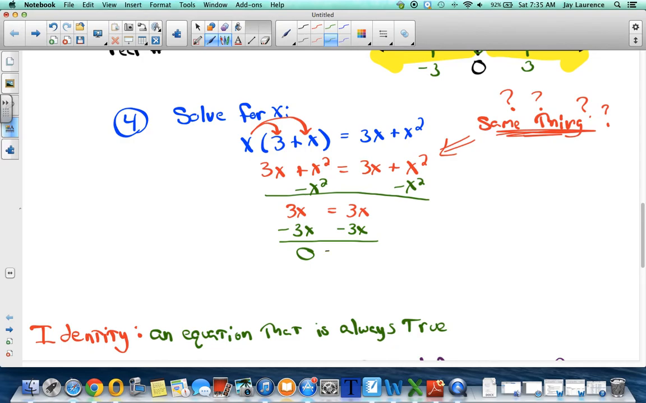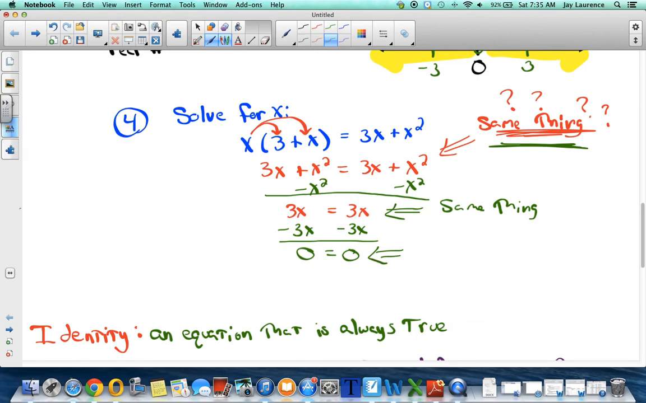And I'm going to get 0 equals 0. Now, what I'm about to tell you, I could have done here when I was Laura having that thought, it's the same thing. I could have done it here when I saw, it's the same thing, right? Same thing. Okay. But if I don't see it, I can go all the way down to numbers.